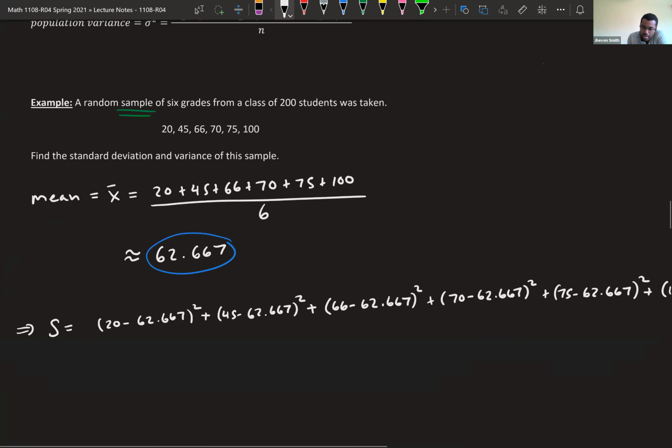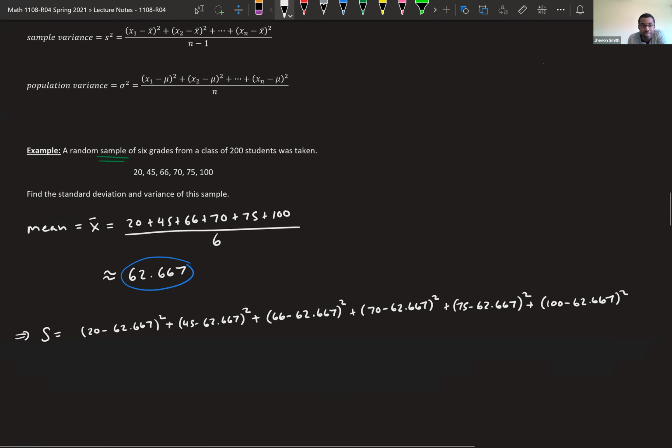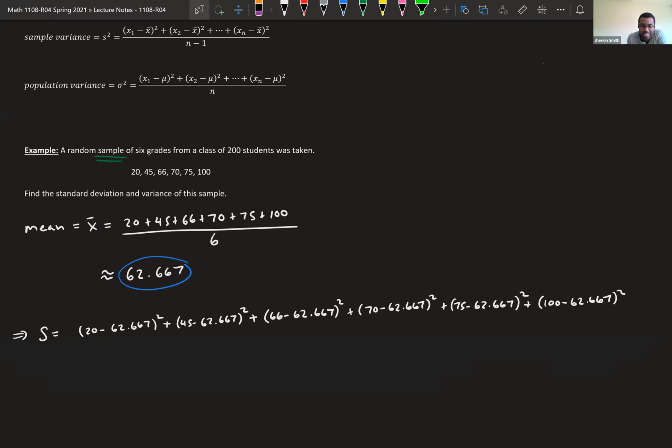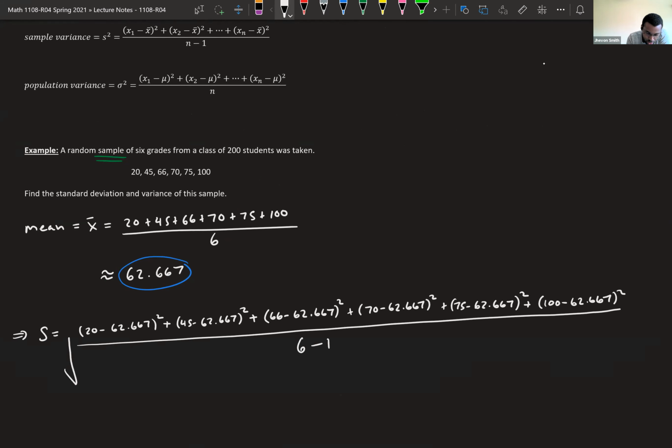So that's your numerator, right? So make sure you don't make a mistake plugging that into your calculator. Then you're going to divide all that by n minus 1. So it's 6 minus 1. And then you're going to take the square root of all of that.